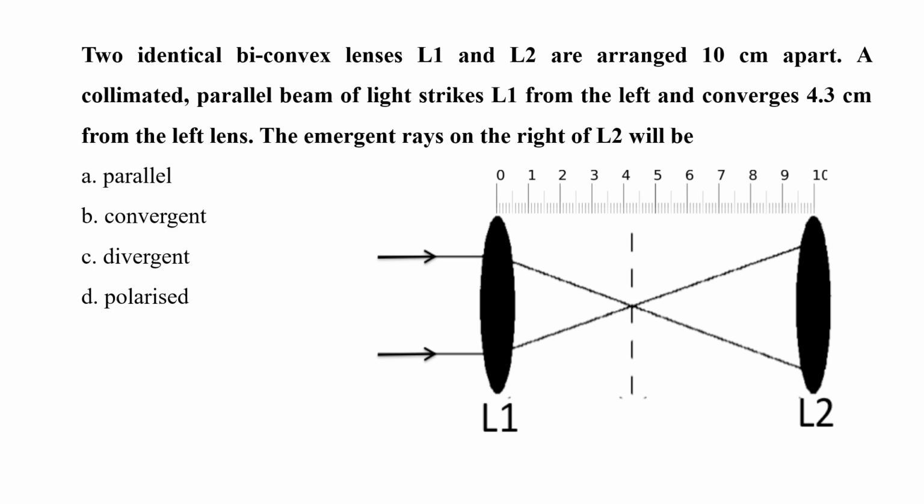Now, since the beam of light which strikes L1 from the left converges 4.3 cm from the left lens, the focal length of L1 is 4.3 cm. So the focal length of L2 will be 10 minus 4.3, since it is given on the scale, that is 5.7 centimeters. And it is a convex lens which is converging, so the rays emerging will also be convergent. So the correct answer is option B.